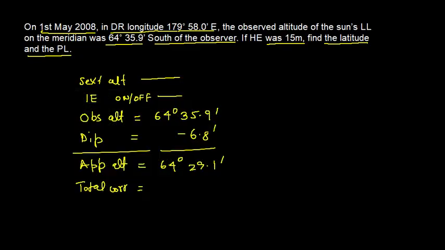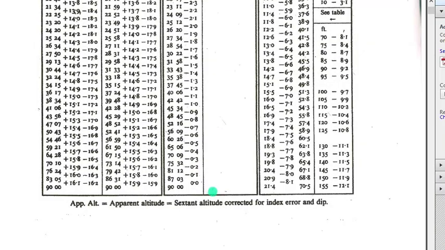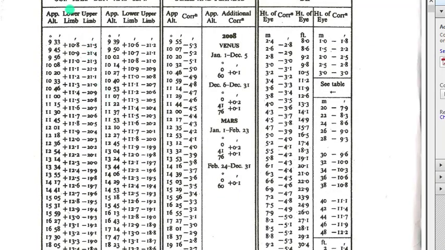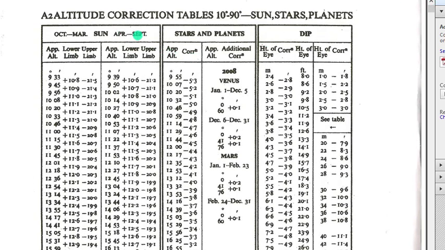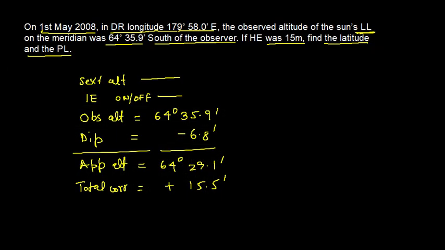So let me just minimize here. The correction is plus 15.5. Why have we taken plus? Because this is the correction for lower limb. Let me show you again. This is the correction for lower limb here. This is also lower limb, and the date here is from April to September. All right.